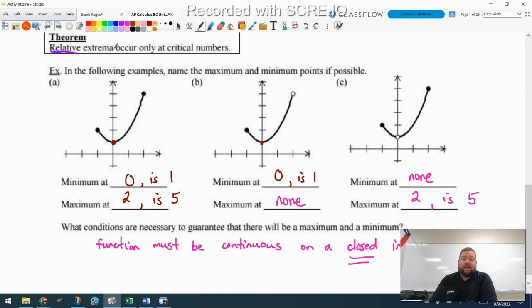Okay, and I do want to clarify that this is an absolute. Same thing here. You can still have relative maximums and minimums on an open interval. But to have an absolute maximum or an absolute minimum, your function must be continuous on a closed interval to guarantee that there will be ones. Now, this one was not continuous on a closed interval, but it still had a minimum that we could find. But to guarantee that there's both, a function must be continuous on a closed interval.